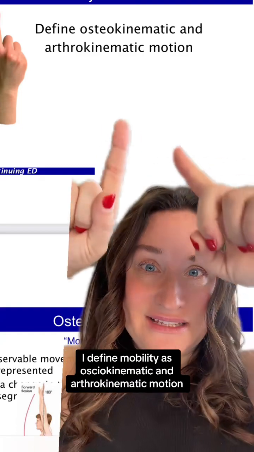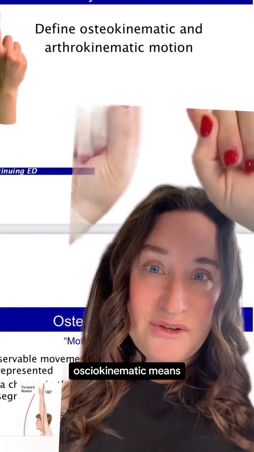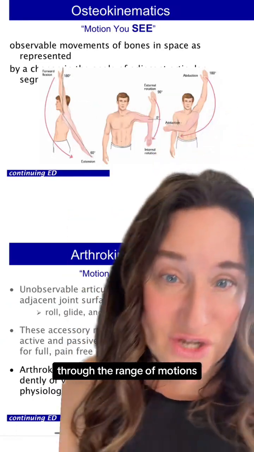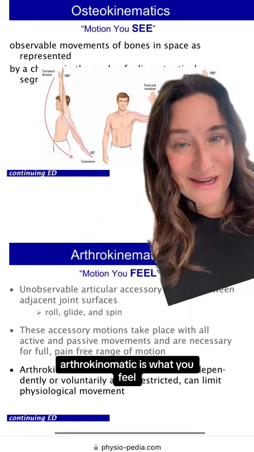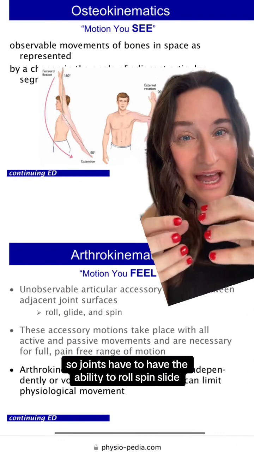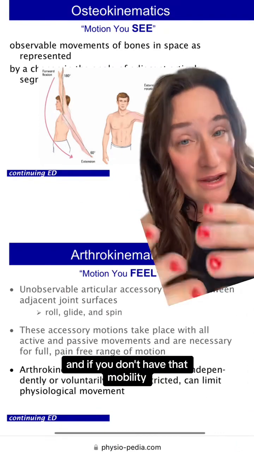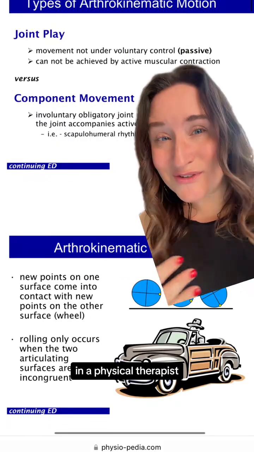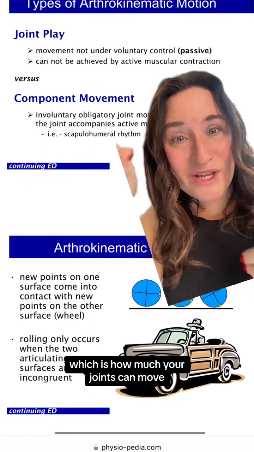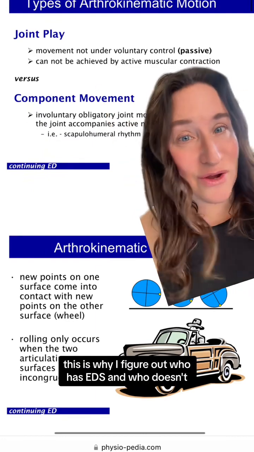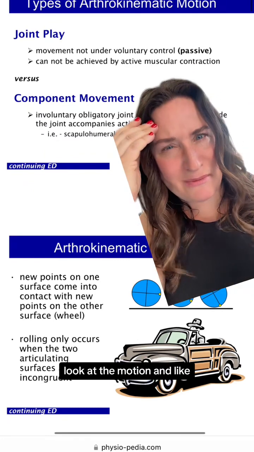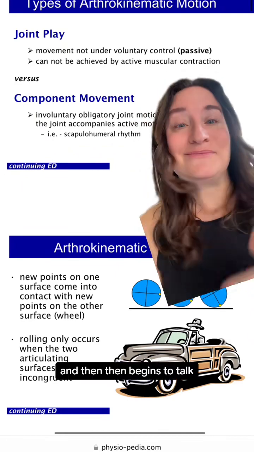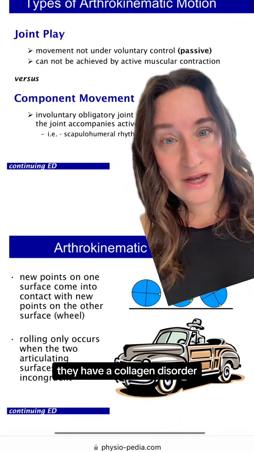I define mobility as osteokinematic and arthrokinematic motion. Osteokinematic means you can see the actual joint moving through the range of motions. You see the bones move. Arthrokinematic is what you feel. So joints have to have the ability to roll, spin, slide. And if you don't have that mobility, your range of motion and generalized mobility will be limited. And as a physical therapist, I assess your joint play, which is how much your joints can move. This is why I figure out who has EDS and who doesn't, because I look at the motion, I'm like, that's not normal. Do you know that? Do you know what EDS is? And then they begin to talk, and then yes, they have a collagen disorder.